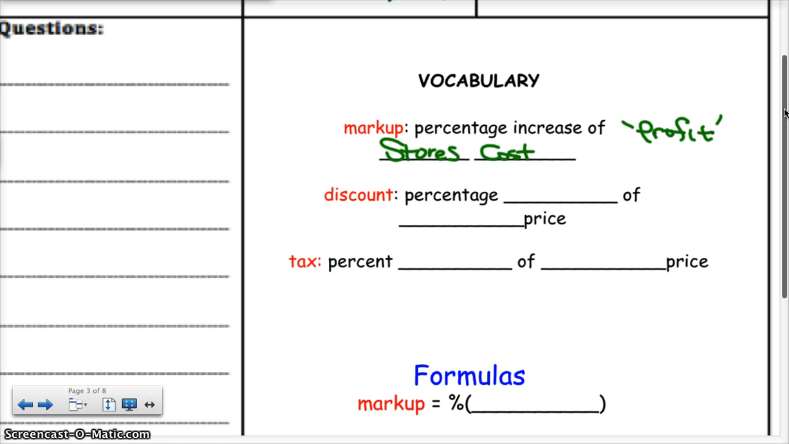Discount. It's a percent, it shouldn't be percentage. It's a percent decrease of the selling price. And tax is a percent increase of the selling price. Tax, the companies do not get. That all goes to our government, okay? But markups and discounts directly affect a company.